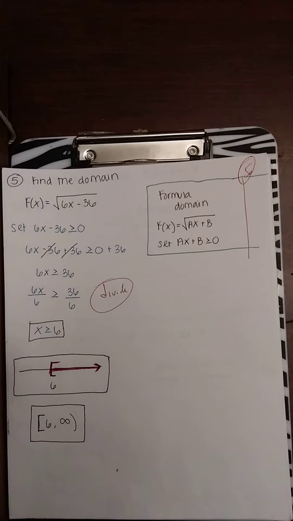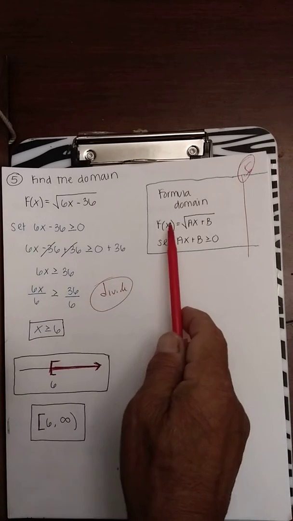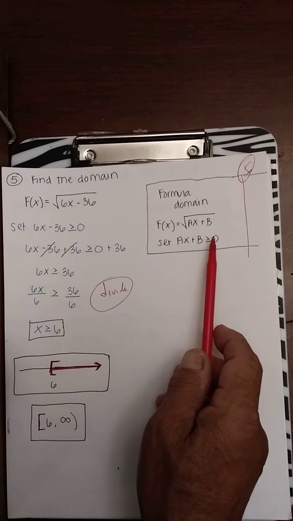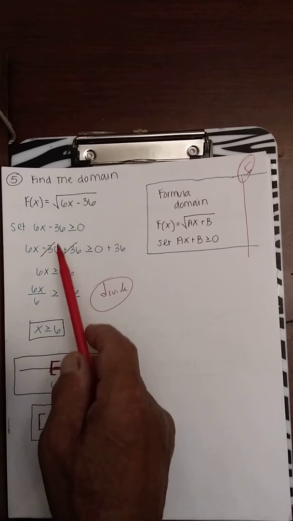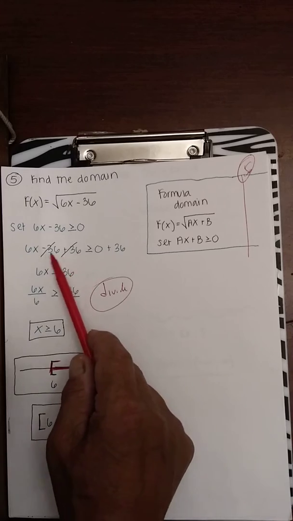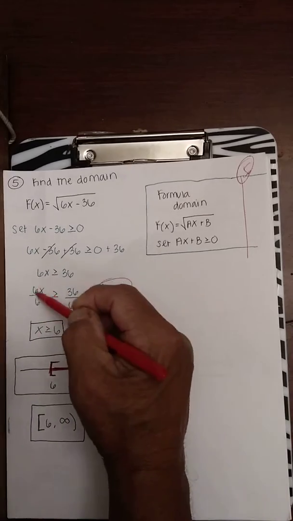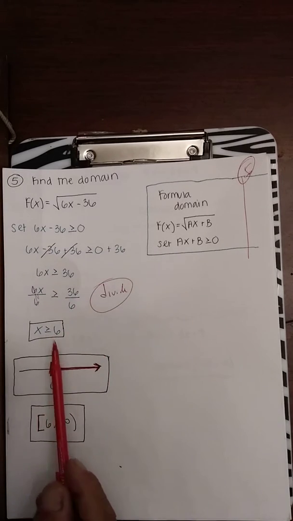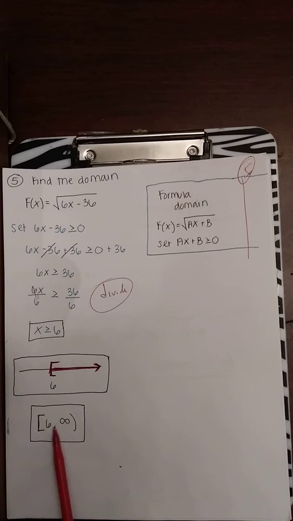Find the domain of this radical function. Well, the generic one says square root of ax plus b, which says that ax plus b is greater than or equal to 0. So set 6x minus 36 greater than or equal to 0. Plus 36 on both sides, and these are gone. Then divide by 6, divide by 6, these are gone. So now x is greater than or equal to 6, or including the 6 to infinity.